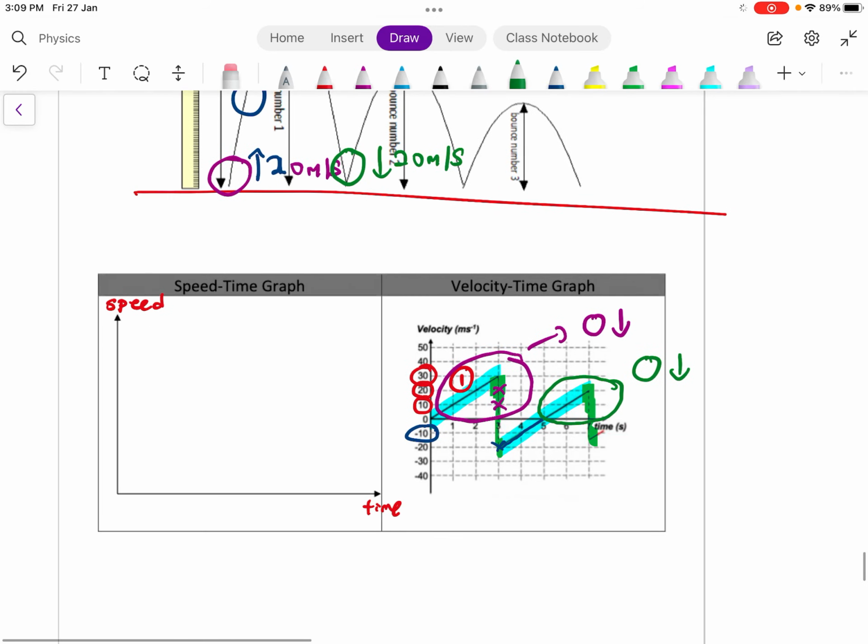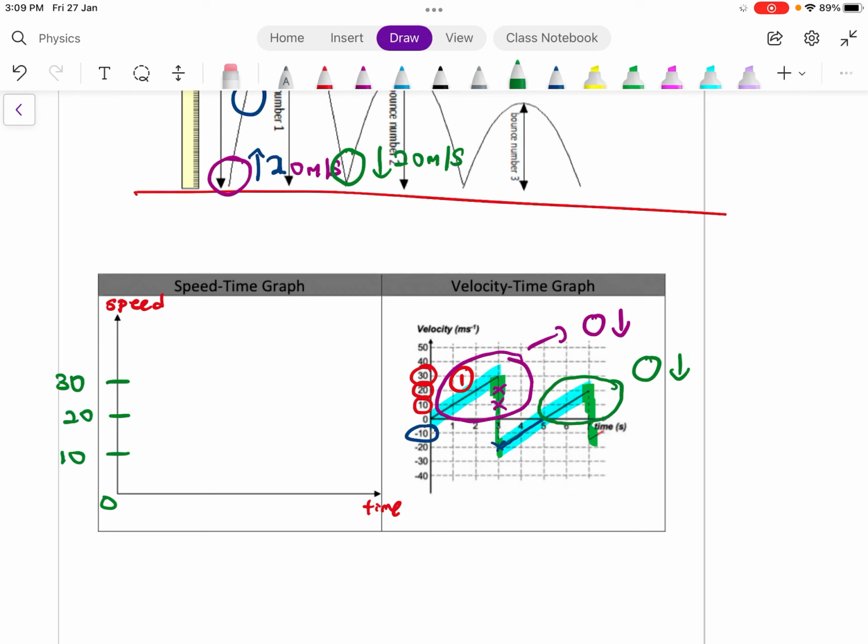The next thing is, how do I know how to sketch the speed-time graph? It's actually quite simple. You just need to label 0, then 30 meters per second, then let me label the 20 also, 20 and 10. Let's sketch the first part of the graph.